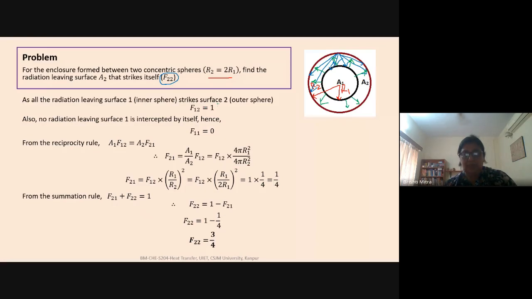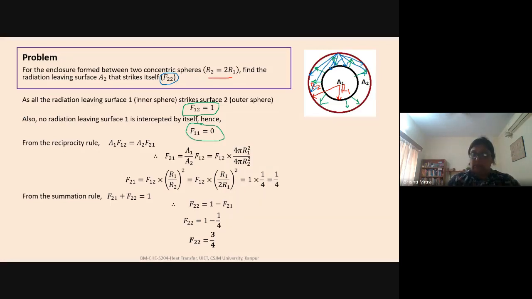So we have F12 here equal to 1. Why? Because all the radiation that is coming out of sphere 1, as shown by the green arrows, is falling on the outside circle, which is essentially the outer sphere, which is called body 2. So F12 is equal to 1. Again, whatever is coming out of surface 1 cannot fall on itself. So we can also say that F11 is equal to 0.